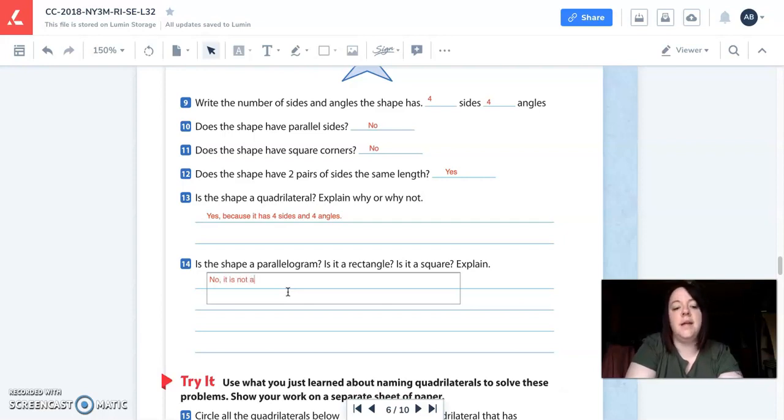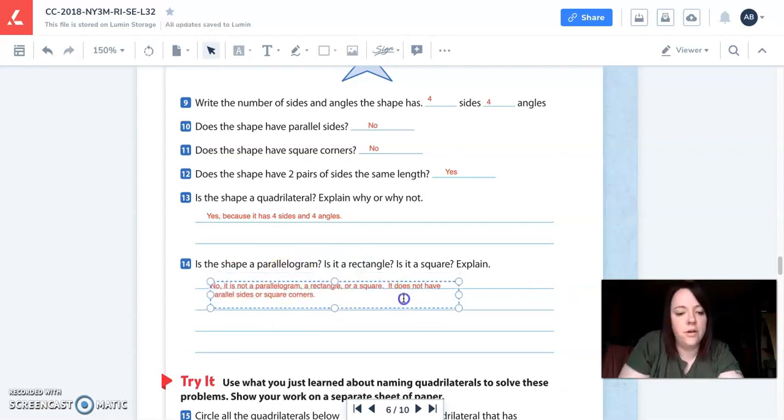It is not a parallelogram, a rectangle, or a square. It does not have parallel sides or square corners. Sorry, trying to figure out how to word that.